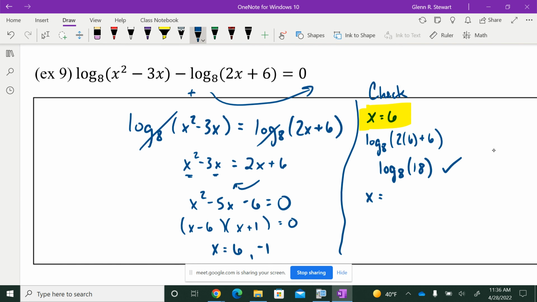And then when x is equal to negative 1, we've got log base 8 of 2 times negative 1 plus 6. So log base 8 of 4. And again, it's okay to have a negative answer. It's just that you can't have an answer that, whenever you plug it back in, the log becomes negative.